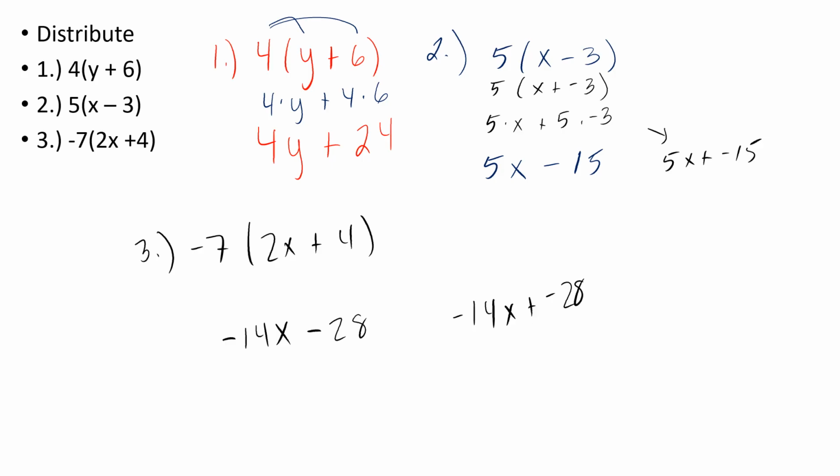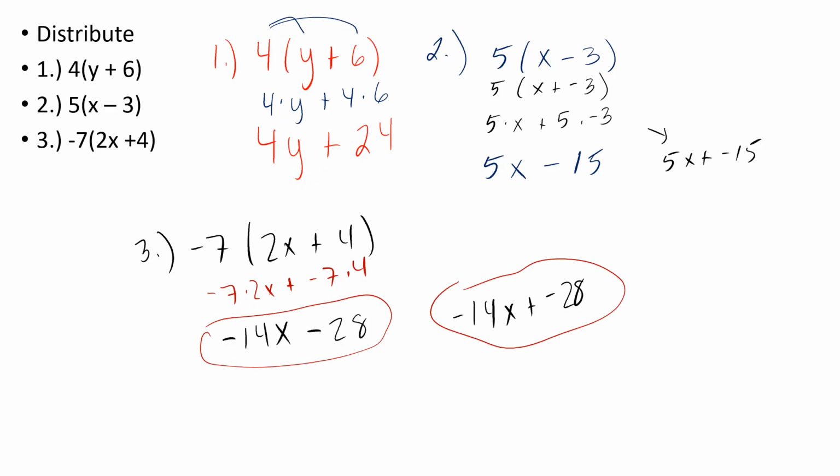And again, you might see this as negative 7 times 2x plus negative 7 times 4. Ultimately, one of these two should be your final answer. You should not leave it in that intermediary step.